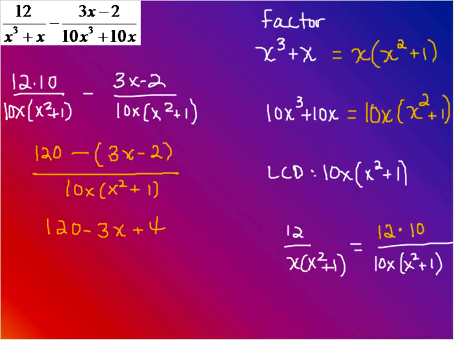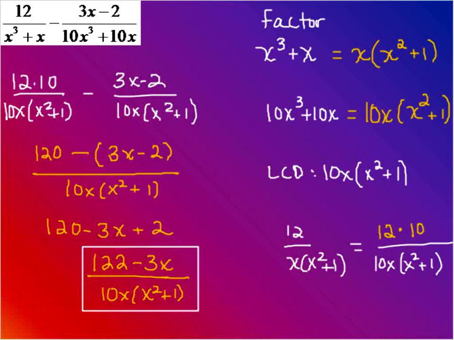Whoa, I don't know what happened there. Kind of threw us back where we didn't want to be. Okay, so that gives us a plus 2. Sorry about that. And then before I tack on my denominator here, I'm going to finish simplifying the top. 120 plus 2 is 122 minus 3x over our denominator of 10x times x squared plus 1. So that is our simplified final answer. And that ends the session.